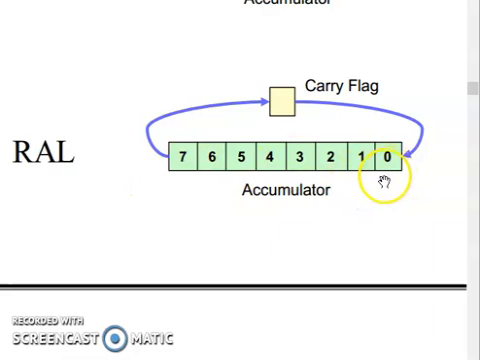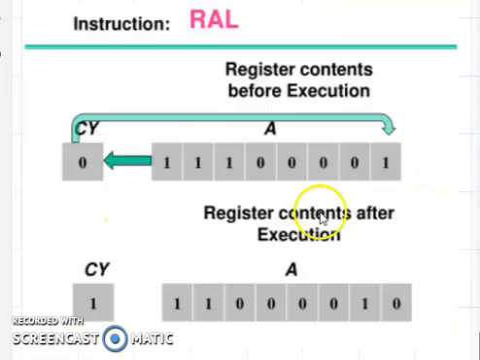When we rotate towards left, the most significant bit, or the MSB, will go into the carry flag and the bit in the carry flag is moved towards the D0th position. Example: initially, before the execution of this instruction, the bit pattern is 1 1 1 0 0 0 0 1.